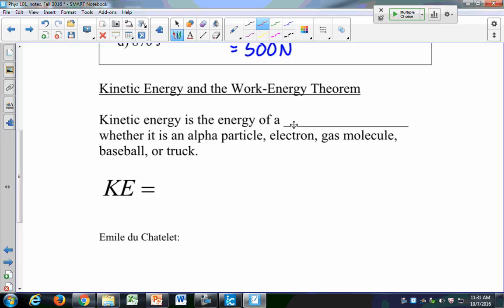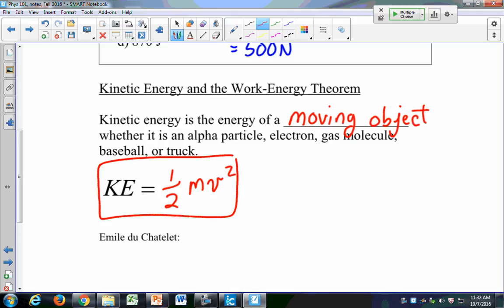now let's look at kinetic energy. Kinetic energy is the energy of a moving object. We're not going to derive it. I'm just going to give it to you. You get it through calculus, but it's 1/2 m times v squared. That is our kinetic energy.